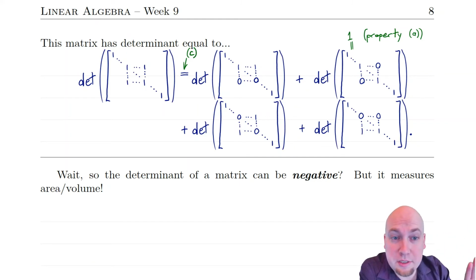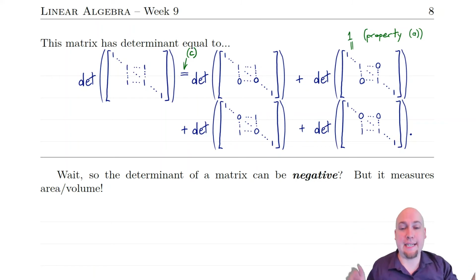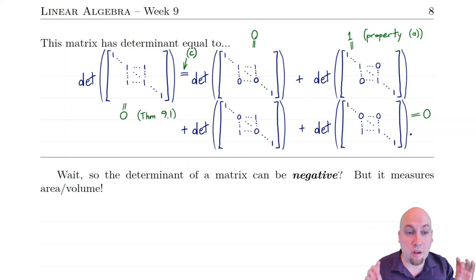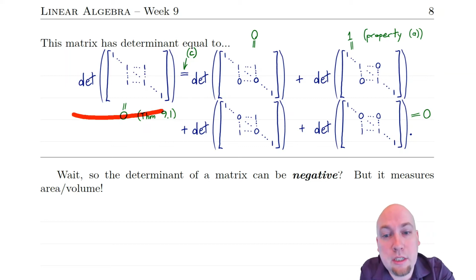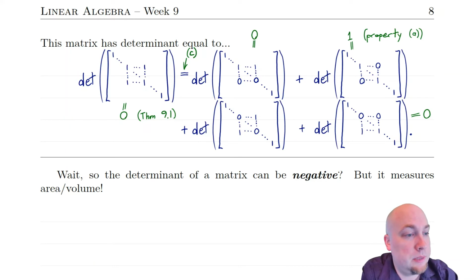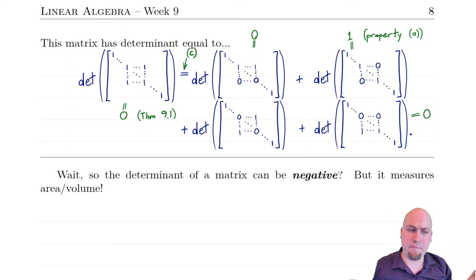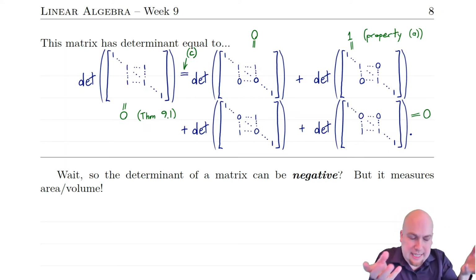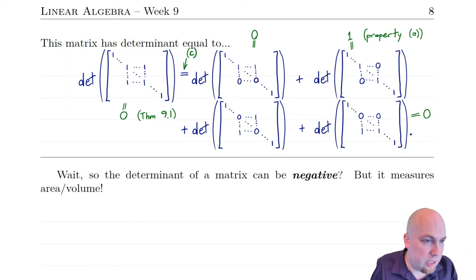3 of the other ones actually can be figured out using the exact same logic as each other. So 3 of these determinants actually all equal 0. This one on the left has determinant 0. This one at the top has determinant 0. And this one at the bottom right has determinant 0. And why is that? Well, look at these two columns. They're multiples of each other. They're actually exactly the same as each other.